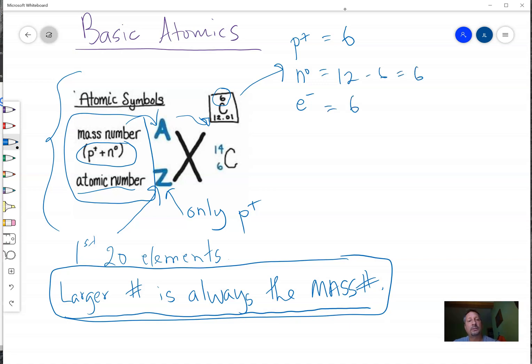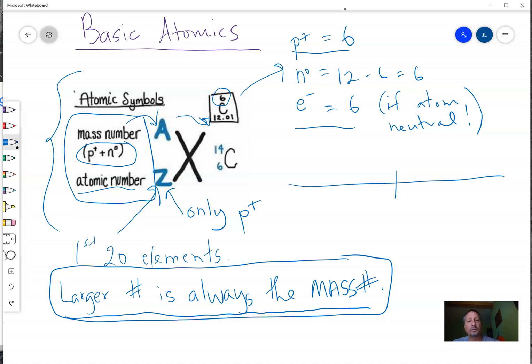And the number of electrons is 6 if it's an atom, meaning if it's neutral. That means the number of negative charges and the number of positive charges are the same. On a number line, if we go 6 negative and 6 positive, they will cancel out and you have 0 charge. We're going to stick to things with 0 charge consistently.